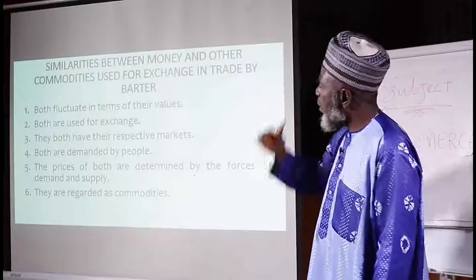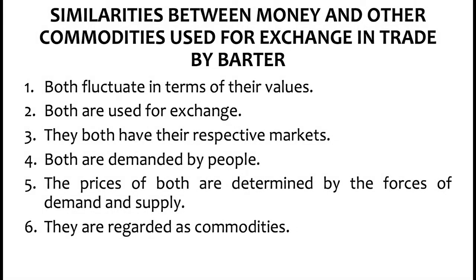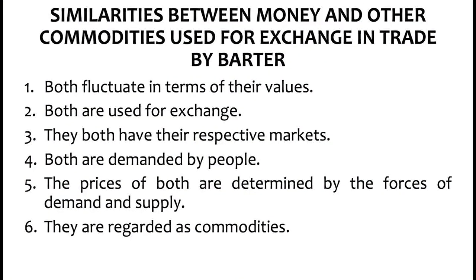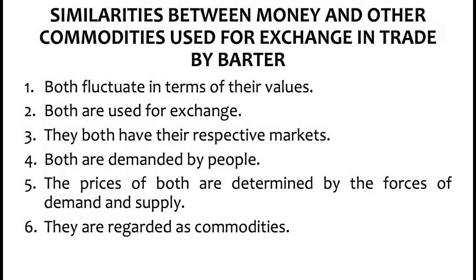Similarities between money and other commodities used for exchange. One, both fluctuate in terms of their values. Whether we are using money or other commodities as a means of exchange, their value can rise and at the same time fall. Two, both are used for exchange. Three, they both have their respective markets. Number four, both are demanded by people. Number five, the prices of both are determined by the forces of demand and supply. And the last one, they are regarded as commodities, whether money or other commodities.